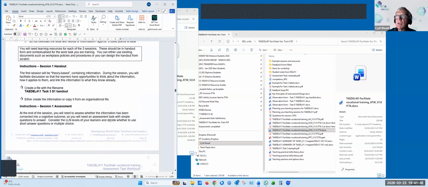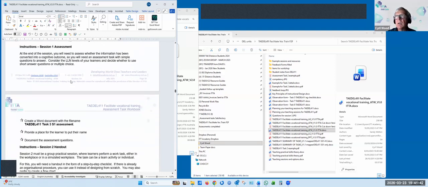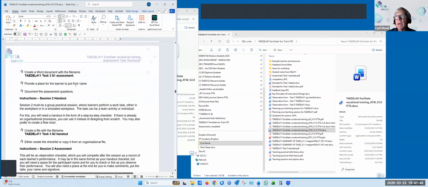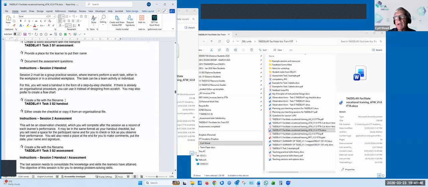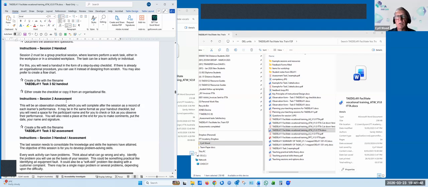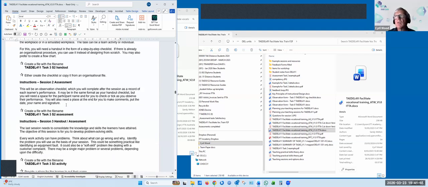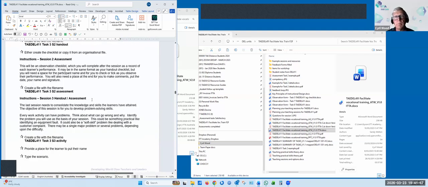But task 3 just tells you that you have to have a handout for session 1, a presentation, and an assessment. And the same for session 2, you have to have a handout, an assessment. So the session 2, 2 things. Session 1, you've got 3 things: presentation, assessment, and handout. And session 3 is really just, it could be a handout, assessment. So the handout's got the scenario on plus the 4 questions. So it could be just one document.